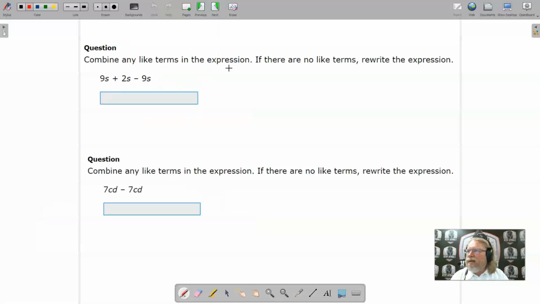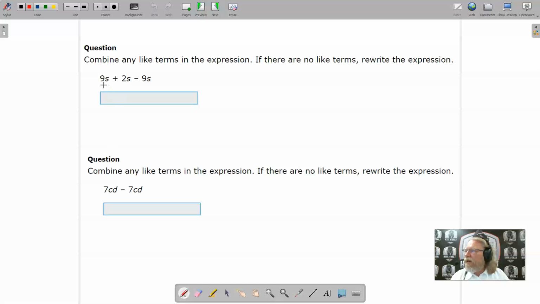Combine any like terms in the expression. If there are no like terms, rewrite the expression. So what if they gave us something and there was nothing to combine? It was already simplified. I guess my point is, what if the problem was the answer, because there's nothing you can combine or simplify? Or, looking down at the next question here, what if it all just goes away? What do we do then?